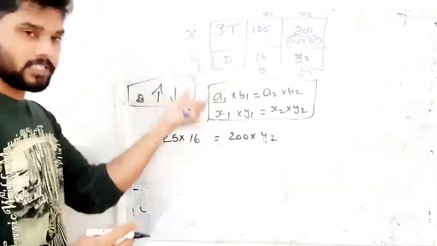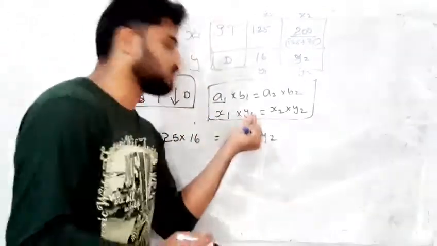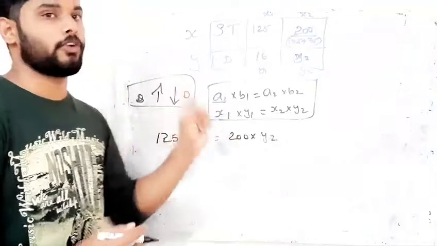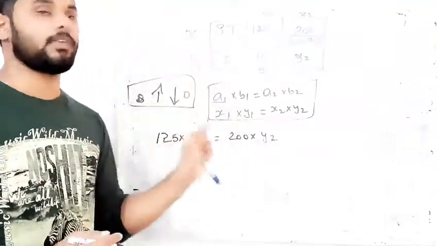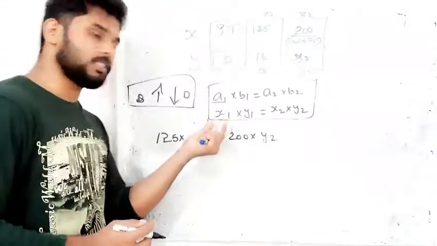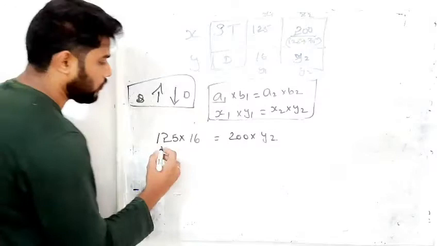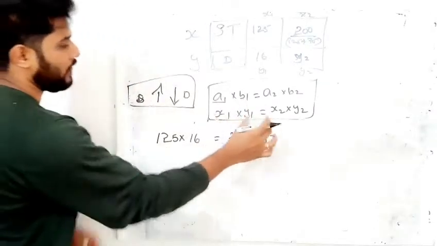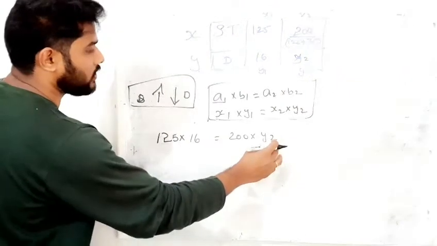If it is inverse proportion, then we can use this equation. If it is direct proportion, you have to remember x1 by y1 is equal to x2 by y2. That equation we have to use. Here it is an inverse relationship, that's why we are using this equation. Clear? Now we can find the value of y2, that means how many days it will last.